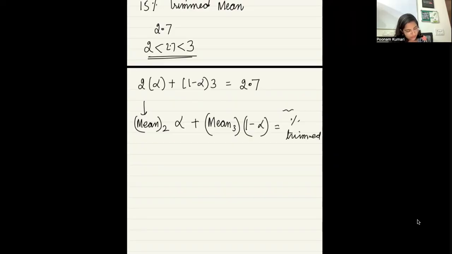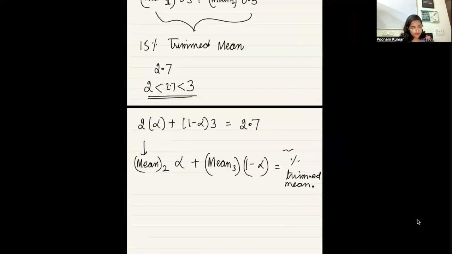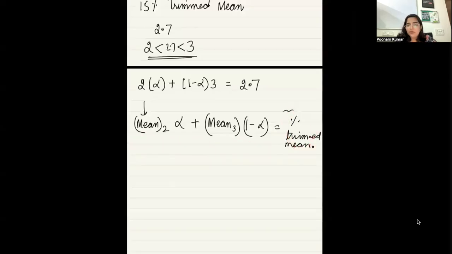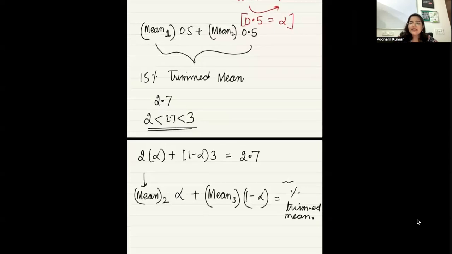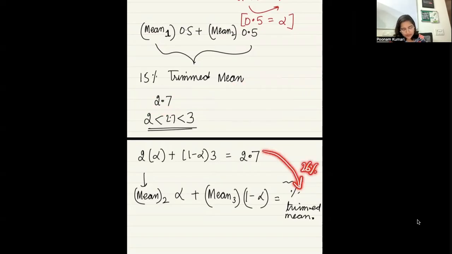Is that okay? I am not able to understand the last one after the equation. Yeah, so here you had a 15% trimmed mean, right? Yes, ma'am. So when you do this, you will be getting a 15% trimmed mean. And in this example, this was just some random example that I took. So let's say this was a 26% trimmed mean. Whatever this answer will be, that will be your 26% trimmed mean. Let's take an example and solve it now. Everything will become clear after we solve it.